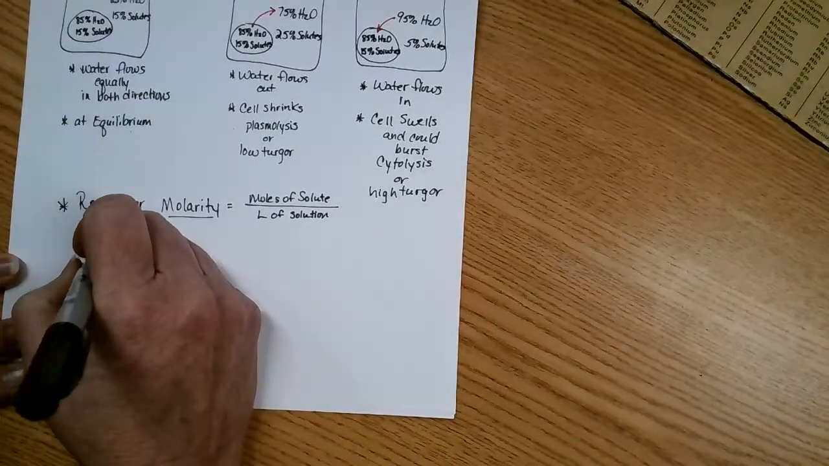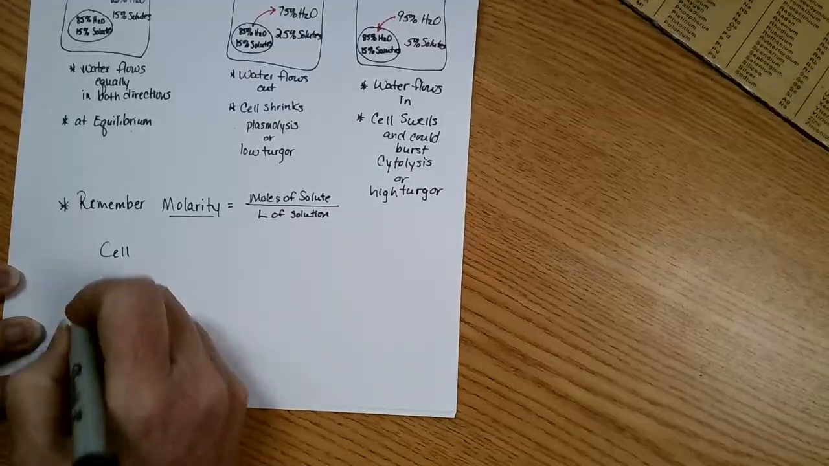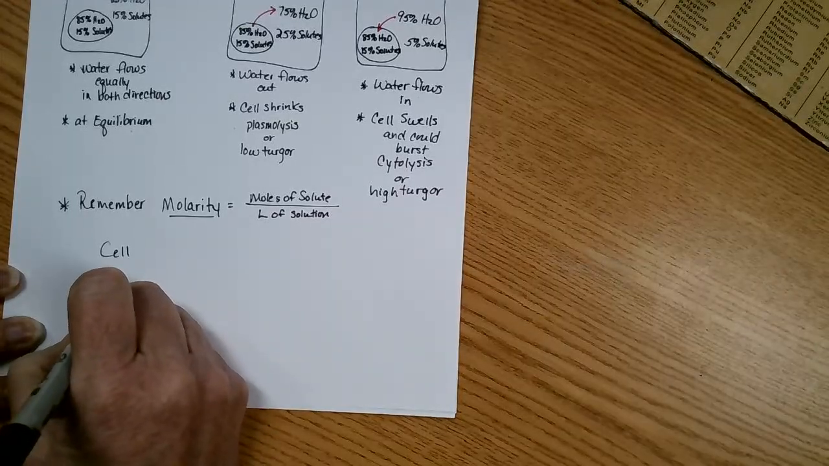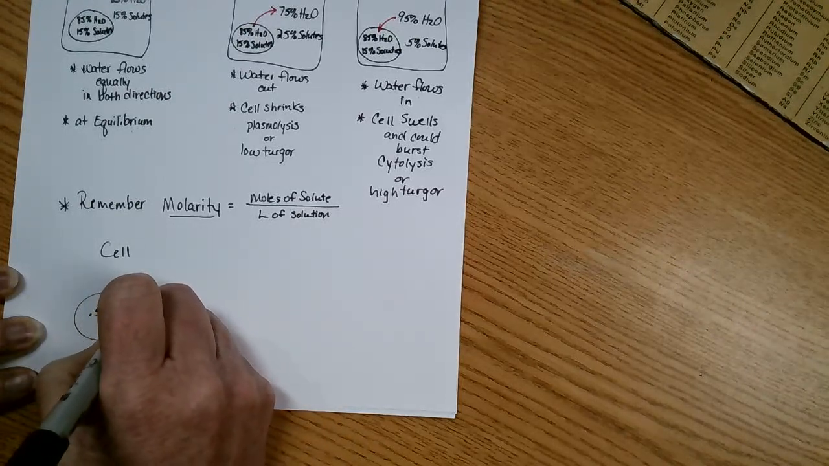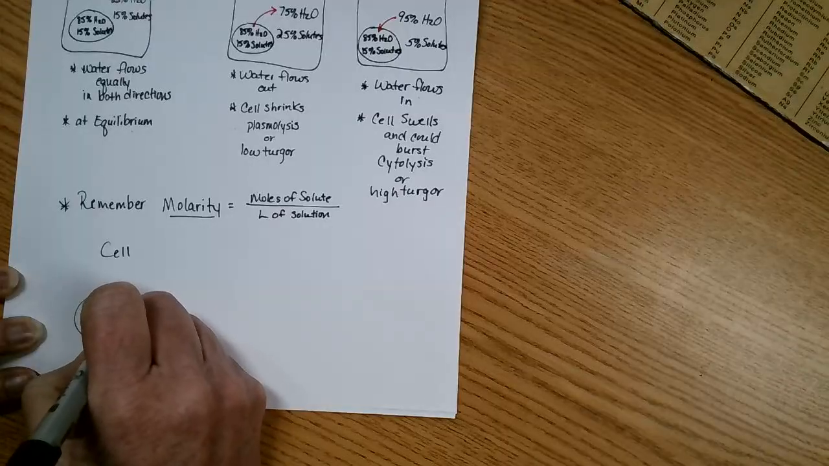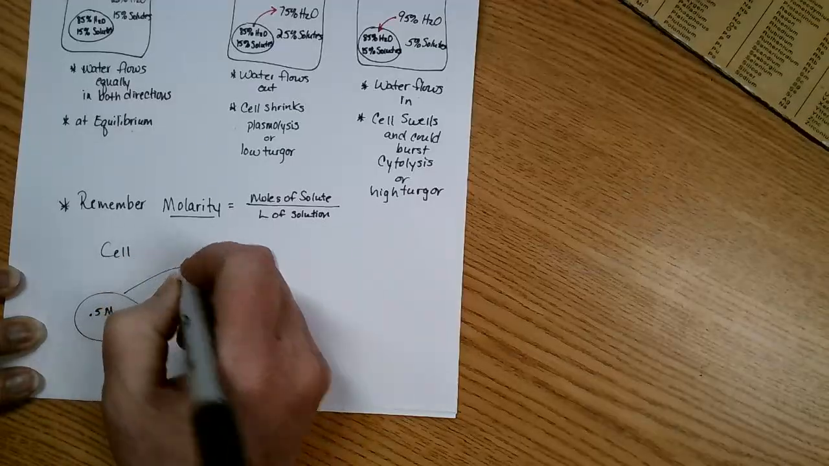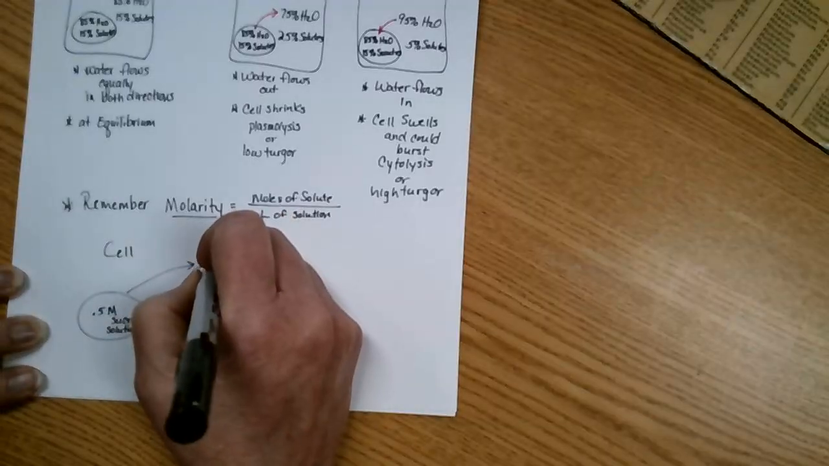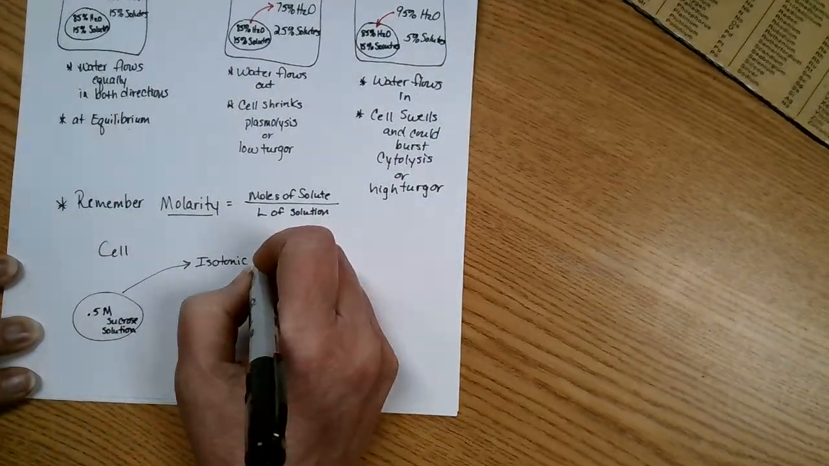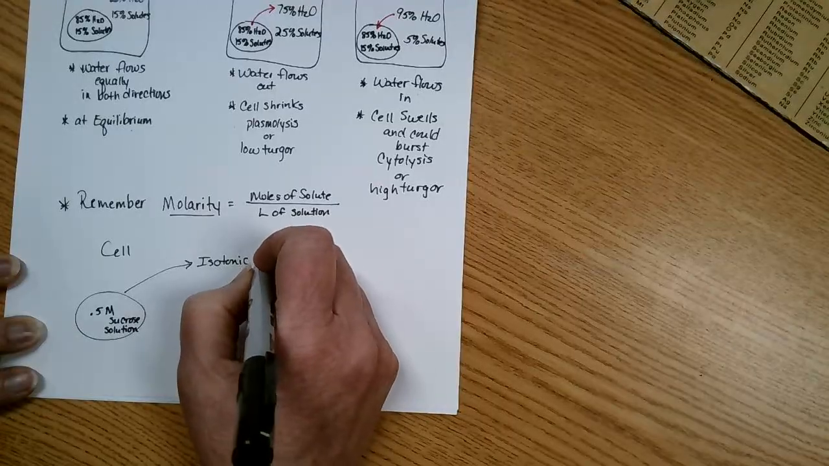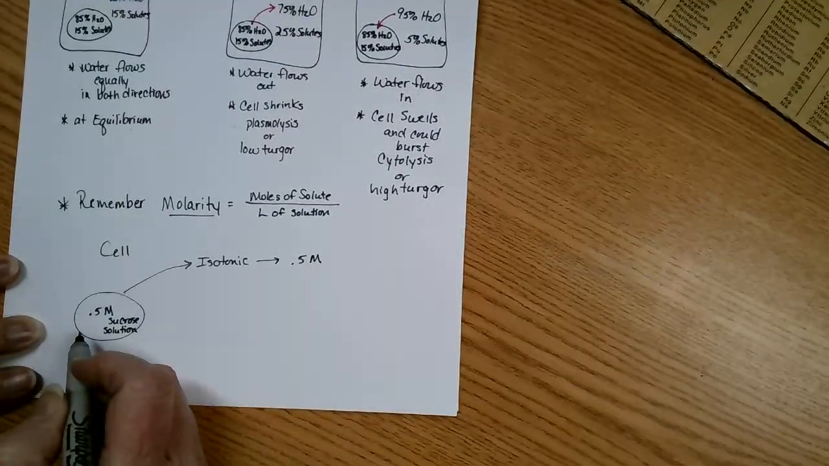So let's say we have that same cell, and we're going to compare it differently. This time we're going to give it a molarity of 0.5 capital M, and we'll say this is a sucrose solution. If it has 0.5, what would make it isotonic? If we put this cell in an isotonic solution, that solution would also have to be 0.5 molarity, because they have to be equal.